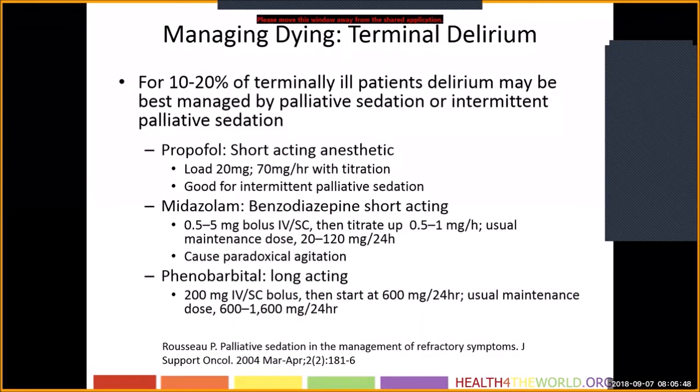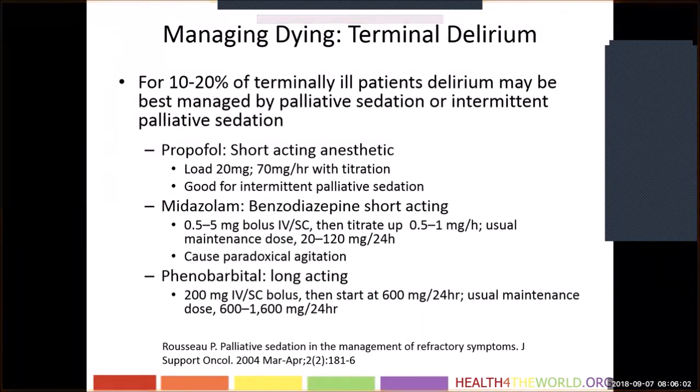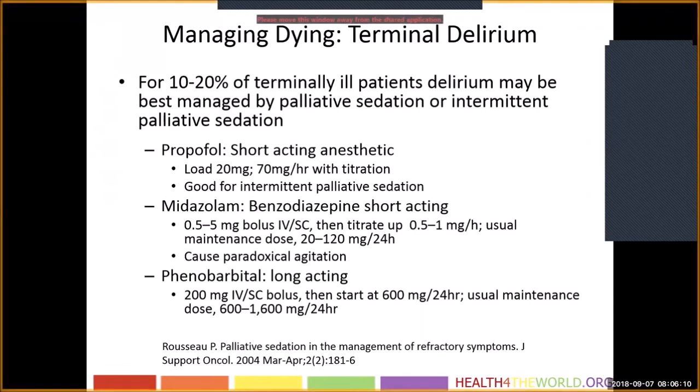For 10 to 20% of terminally ill patients, delirium may be best managed by palliative sedation or intermittent palliative sedation. Palliative sedation means sedating the person to the point where the symptom has stopped, and you continue the sedation in perpetuity. Intermittent palliative sedation is where you sedate the person until the symptom stops for a defined period of time, then lighten the sedation to see if the symptom is better. Medications we often use for palliative sedation are propofol, midazolam, or even phenobarbital. There are some others on different protocols, but these are the ones that we use, and if you use them in these ranges, you would be safe. All of these are very short-acting.